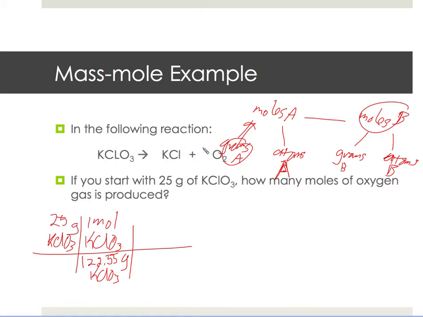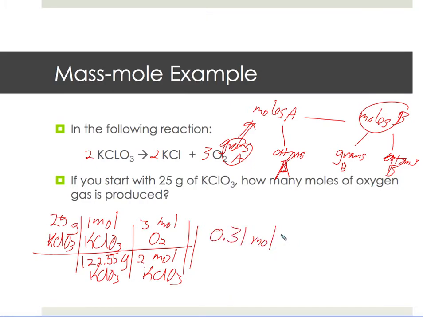So again, I should balance this first. If we balance quick, my moles of potassium chloride should have 2 on bottom. I should have 3 moles of oxygen on top. And if I divide all this out, 25 times 3 is 75, divided by 122.55, divided by 2, I should come to a final answer of 0.31 moles of oxygen. And that hits my significant figures. Should be good there.